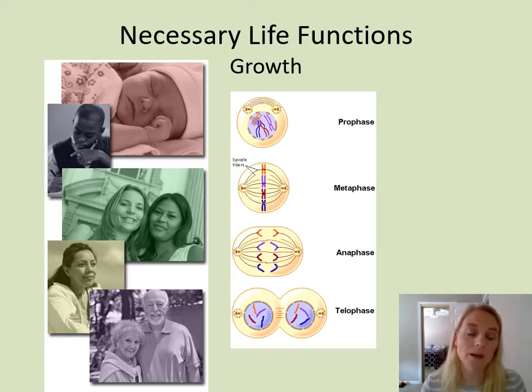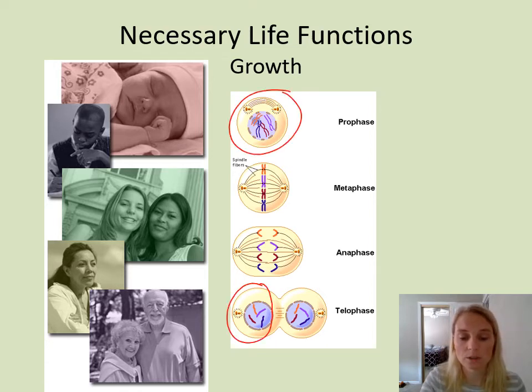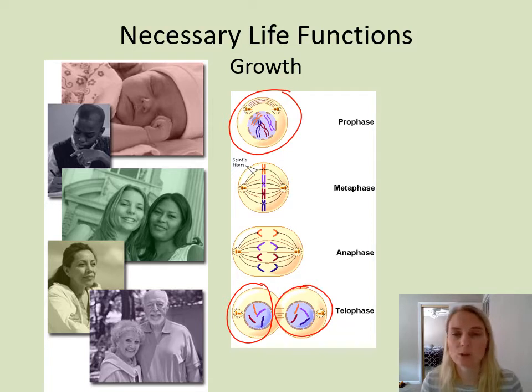So I have kind of a sequence of events from birth till old age for a whole organism in their lifespan. But we can also see growth within a single organism through the process of cell division. So we'll be learning about this process in chapter 3. It's called mitosis, where a single cell eventually becomes 2 daughter cells. Okay, so this is just cells copying themselves to allow you to grow from a baby to an adult to older age. All right, so those are our necessary life functions.